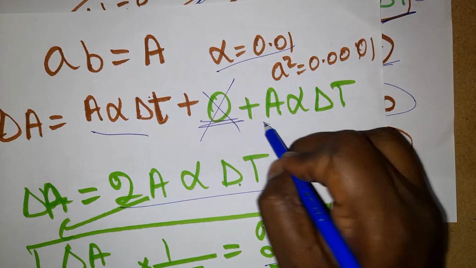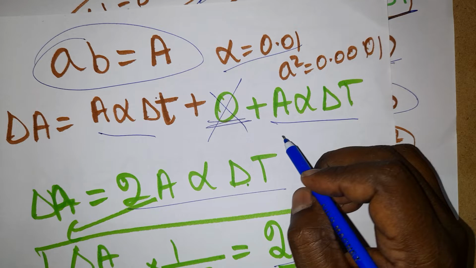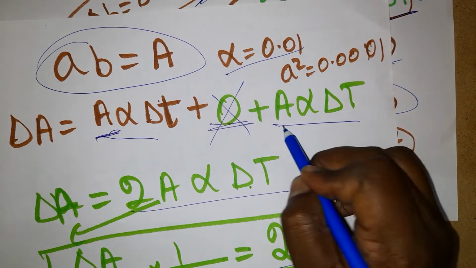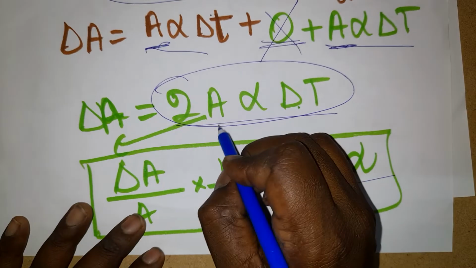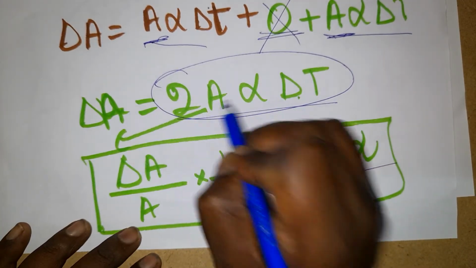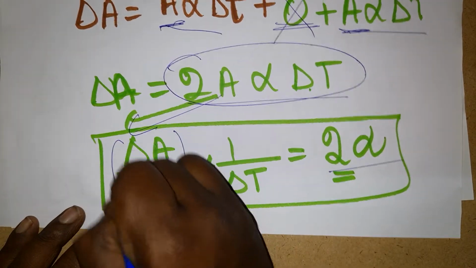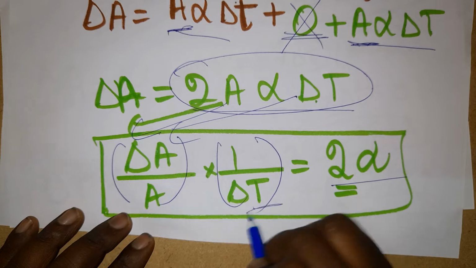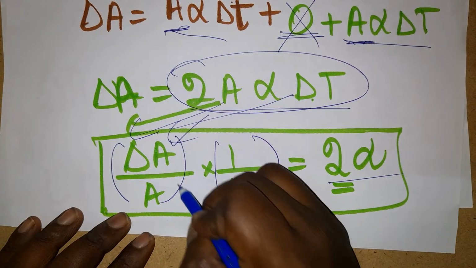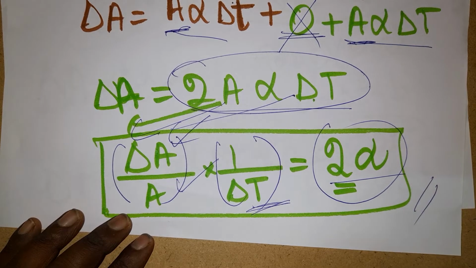Term 1 and term 3 alone will be there. AB is length into breadth, which we can take as the area. It is going to be 2 times this formula. So I want alpha: I can bring del A by A and del T to the denominator. Del T is the change in temperature, del A is the change in area, and A is the original area, is equal to 2 times alpha. This is the equation we should prove.